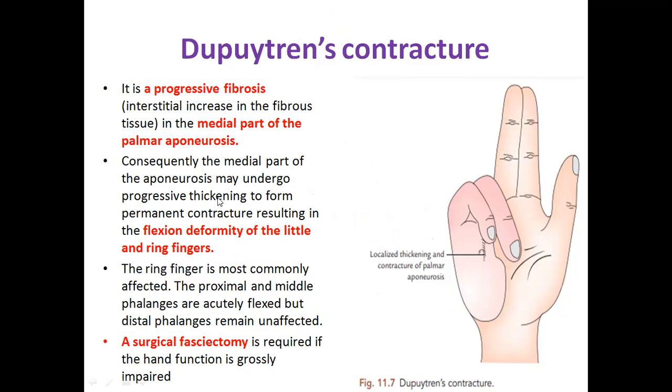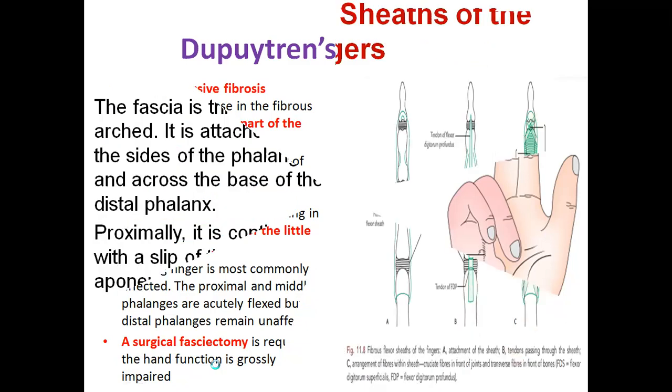So in case there is such a change, how do we handle such a condition? Generally we need to remove this palmar aponeurosis, because as such it is not that important as long as it is not disturbing our hand movements, it is fine. But once it is infected and has become too thick, it has to be surgically removed by a technique called surgical fasciectomy to improve the hand function.